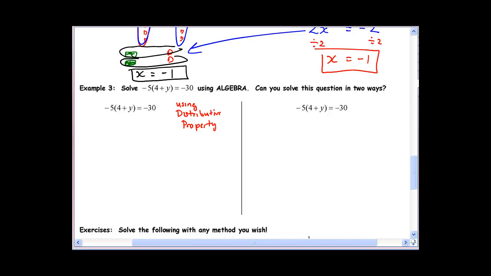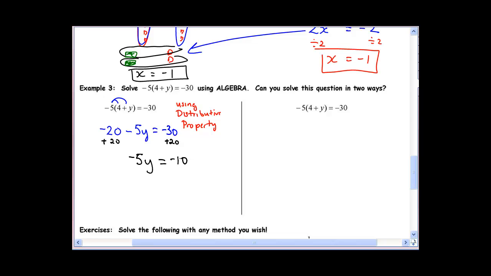And what do we do first? Distribute. Negative 5 times 4 is negative 20. Negative 5 times positive y. Remember, a negative times a positive is just negative, so negative 5y. That's a little bit tricky, but you should be okay. Equals negative 30. Our goal is to solve for y, so we want to keep y by itself. So I think we have to remove this negative 20, and the opposite of that would be to add 20.